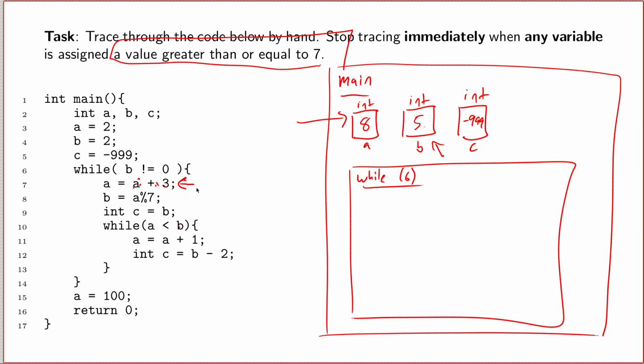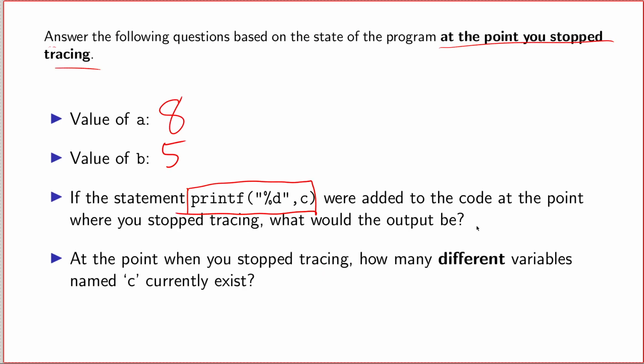So if I put right here the statement print c, and I print out the value of c, what would I get? Well, let's see. In this scope, is there something called c? Not right now. Okay, so I leave the scope, and I get the value negative 999. So the answer to this is negative 999.